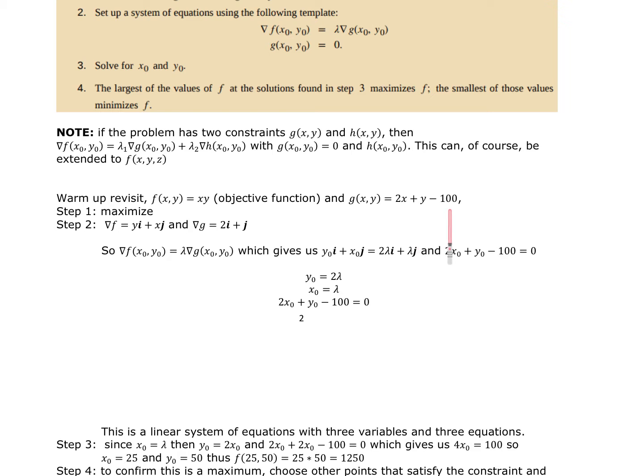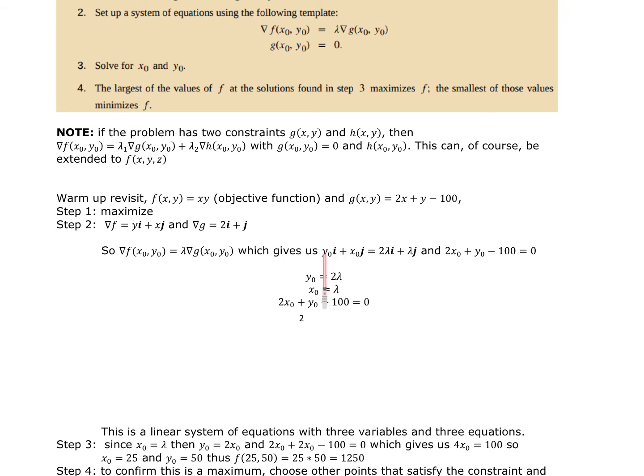which is basically taking the equation of the line and setting it equal to 0. Now we want to maximize, so step 1 is to determine that we're going to maximize it. My gradient of f is the partial derivative with respect to x plus the partial derivative with respect to y, for the i and j components. So I have y i plus x j. The gradient of g with respect to first x and then y is 2 i plus 1 j.